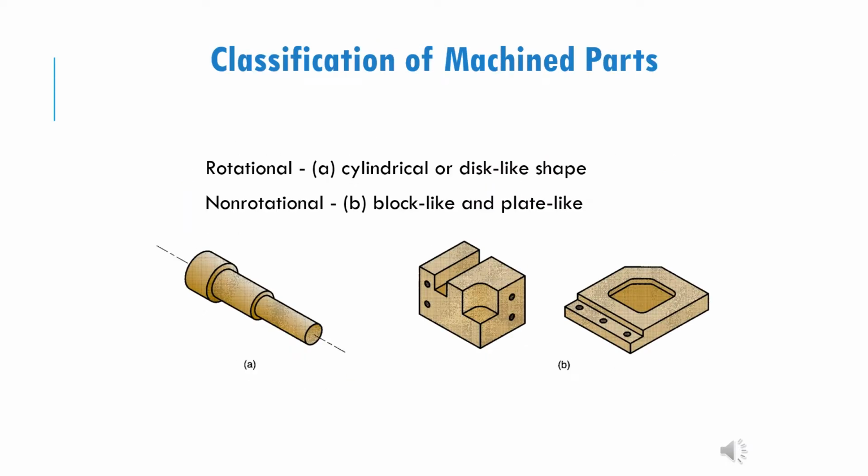There will be two classifications of the machined part. One is rotational, which is cylindrical or disc-like in shape. So this one is usually used in the turning process. And we have non-rotational, which is block-like or plate-like, mostly used in the milling and drilling processes.